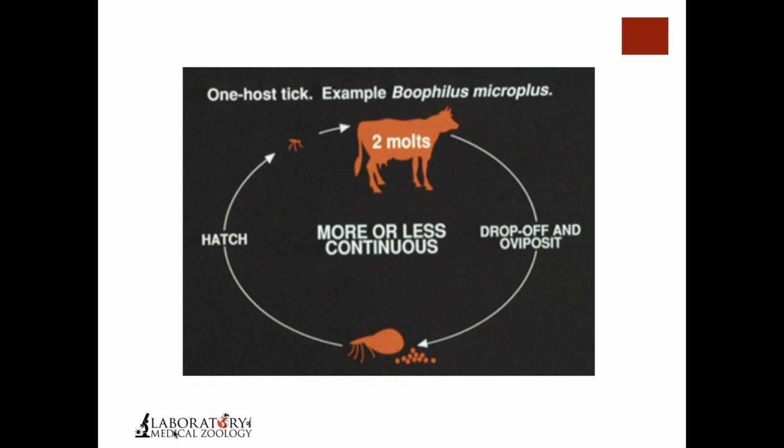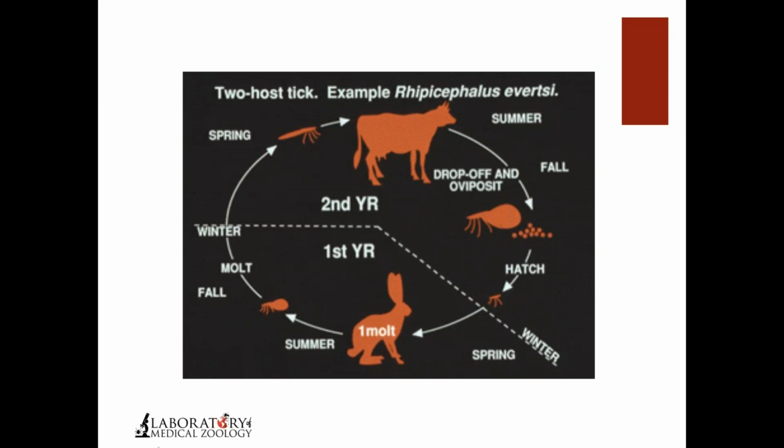And the only time that it really spends off the host is the time when the female has laid the eggs and the eggs fall off, and she falls off, she oviposits, lays her eggs and dies, and then the hatched larvae will get back on a host and spend all of their lifetime until they lay eggs on that single host. A single host species, that's the one host tick.